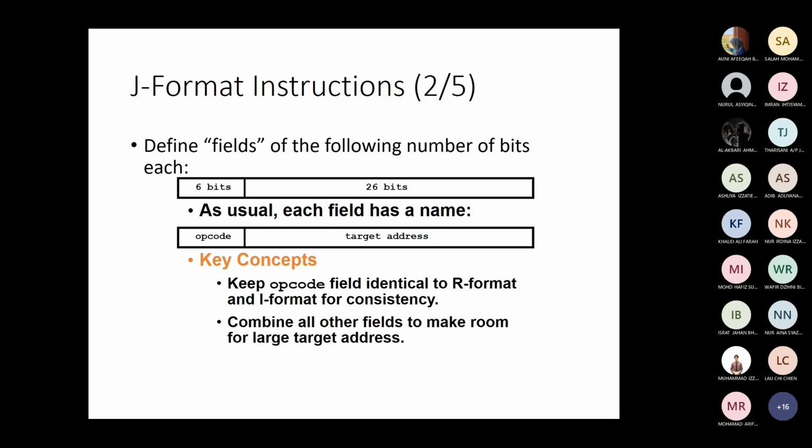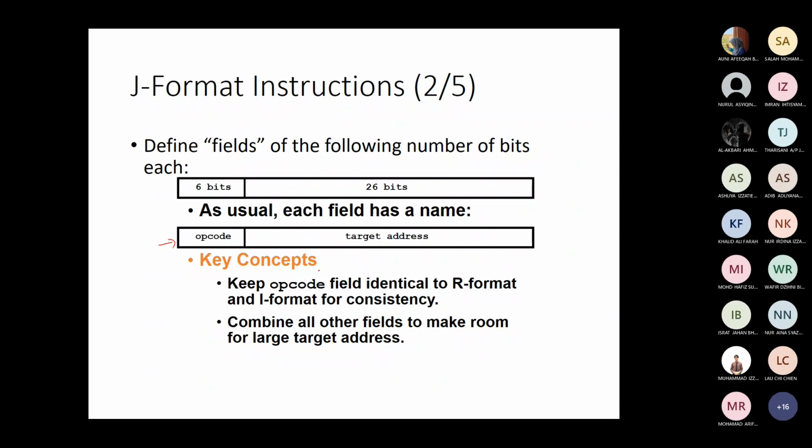Sorry. So we define the fields with the following number of bits each. For opcode, we have 6 bits. The rest become the target address for your jump, because the jump doesn't need any registers. We only need to provide the opcode to tell that this is the jump, and then where you want to jump to.